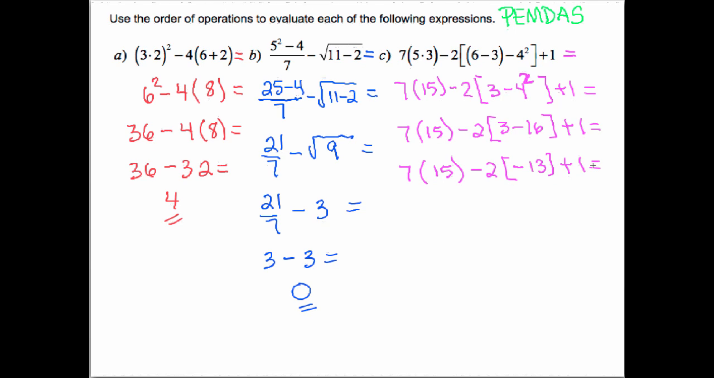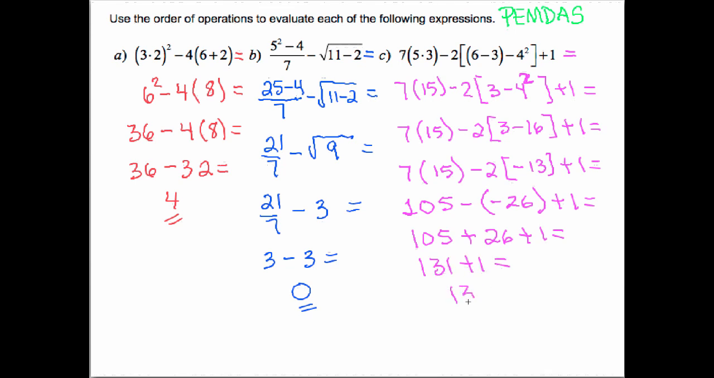Now, as I look from left to right, I'm going to multiply before I subtract or add. 7 times 15 is 105, minus, and I have 2 times negative 13, which is a negative 26, plus 1. Now I'll just work from left to right. I have 105 minus a negative, which is plus 26, plus 1. And again, adding from left to right, I have 105 plus 26. That's 131, plus 1, which is 132.